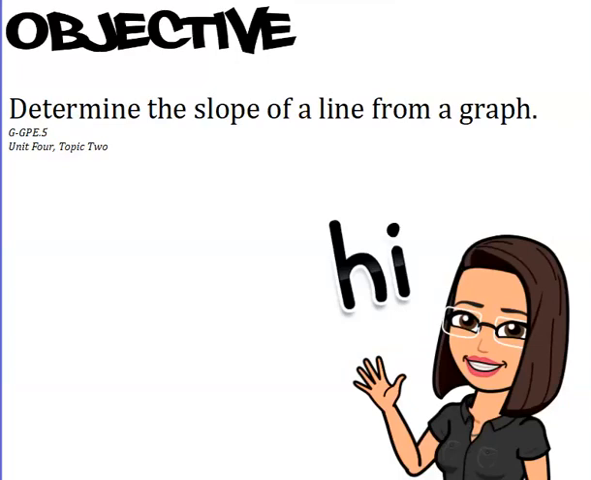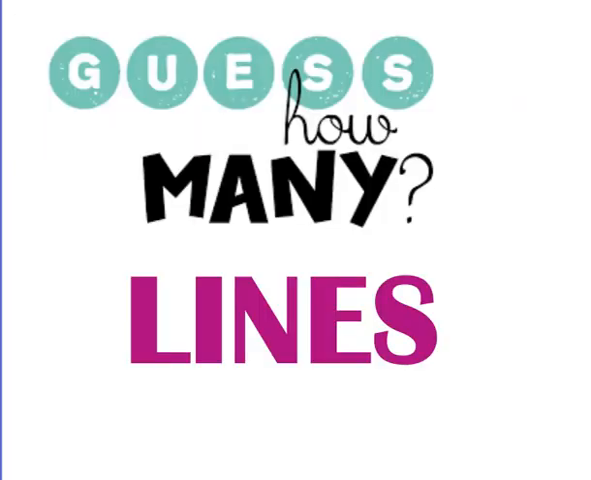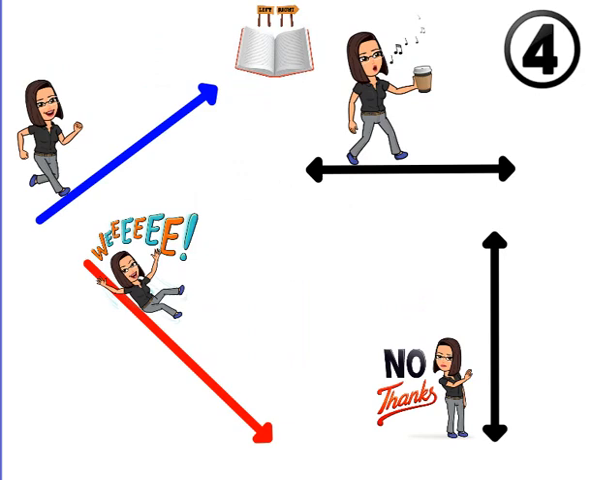In this video, we're going to determine the slope of a line from a graph. So guess how many different directions we can draw lines in? Go ahead, think about it, I'll wait. We can actually draw lines in 4 different directions.